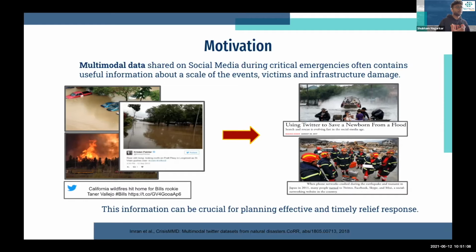This information is given out in two forms: people are posting images, and people are posting tweets. From these images and tweets, one can know what infrastructural damage is taking place at that instant, who the victims are, what has been done to help these people, and what the scale of these events is. It is very essential that we use this information, because it can be crucial for planning effective and timely responses by the government, NGOs, or volunteers who really want to help the people in distress and to ease the situation.